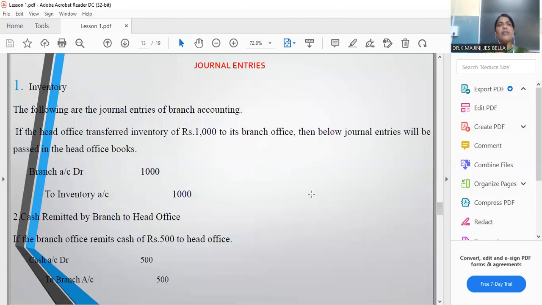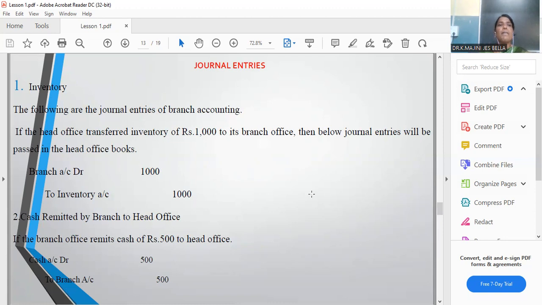journal entries. I have given some journal entries for your clear and easy understanding. The first one is inventory. What is inventory? Inventory means stock, right? Every company has some stock with the organization. So we can see the following journal entries of branch accounts. First, I have given one small problem and its solution, so you can easily understand. If the head office transferred inventory of ₹1,000 to its branch office, then the below journal entry will be passed in the head office books.